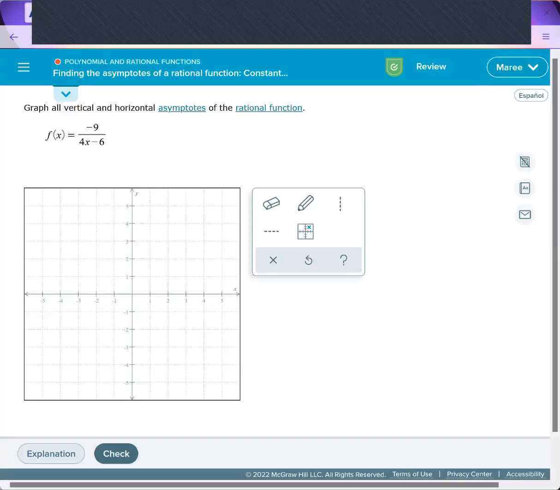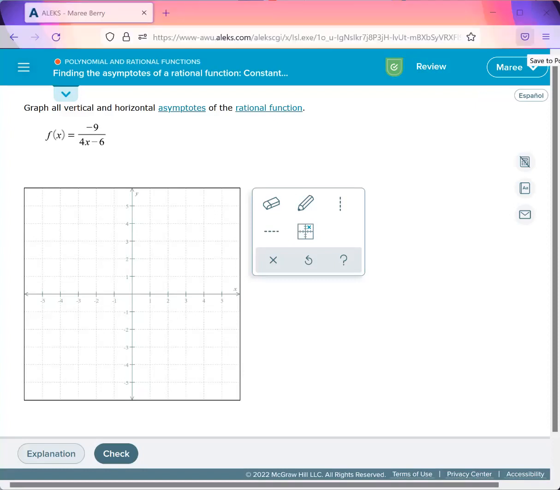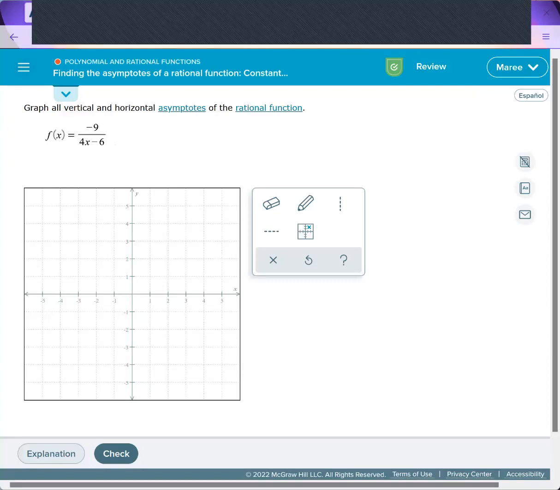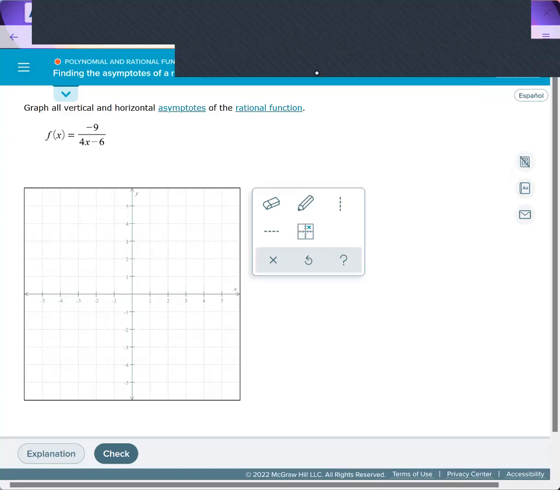So today we're going to be talking about finding the asymptotes of a rational function. In this case, it's going to be a fraction, and you're going to have a constant over a linear function, which means the degree of the numerator will be 0, and the degree of the denominator will be equal to 1.